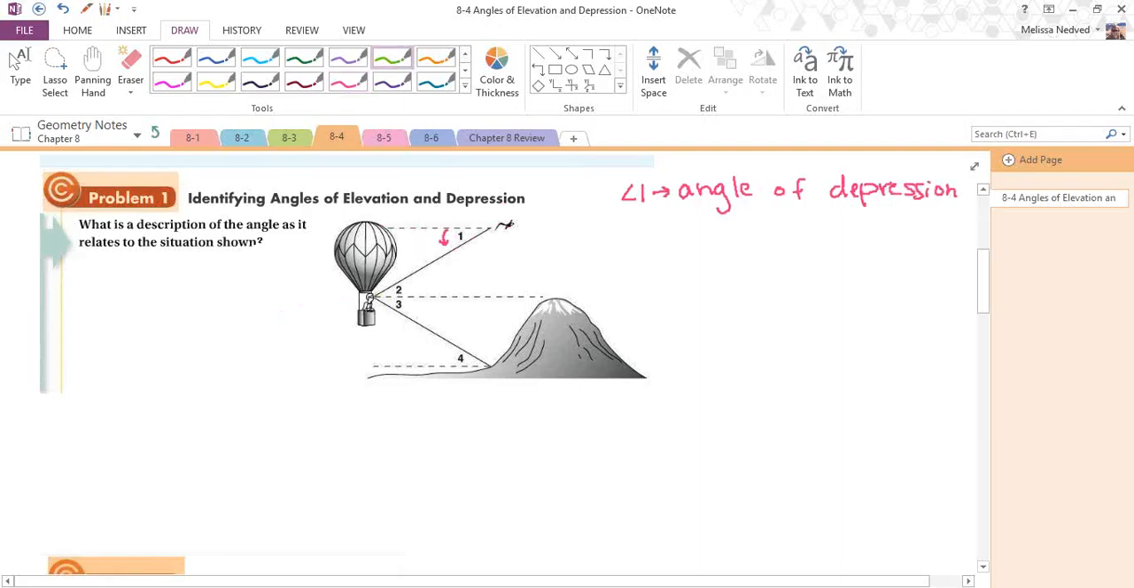Angle 2 now is this angle created from the horizontal coming out from the person inside the hot air balloon, looking up to the bird that's in the sky. When we go from a horizontal up, we call that an angle of elevation. So 2 is our angle of elevation. Angle 3 uses that same horizontal that angle 2 did, but now the person inside the hot air balloon is looking down to the base of this mountain. So from a horizontal down, we call that an angle of depression. So angle 3 is another angle of depression, just like angle 1.